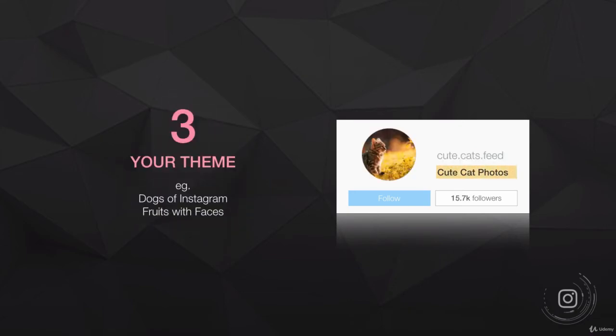Number 3, your theme. You can use the theme. So Cute Cats Feed is the handle here, and Cute Cat Photos is the name. Obviously, you can see that Cute Cat Photos was taken as the username. So they just went to Cute Cats Feed because they're playing off the word Instagram news feed there, which is really cool.